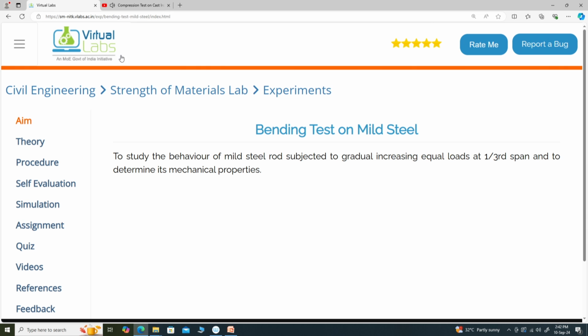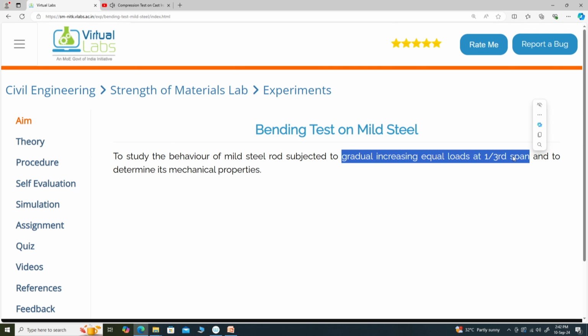Now let us try to see the simulation. This is a virtual laboratory setup where the strength of materials experiment, bending test on mild steel, is opened, and we can see the aim is given here: to study the behavior of mild steel rods subjected to gradually increasing loads at 1/3 span, to determine the mechanical properties.